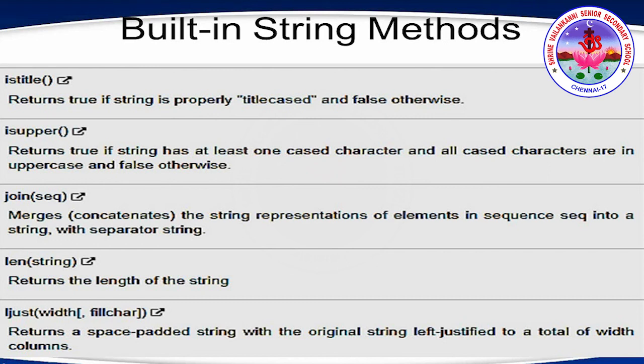Join of sequence merges the string representation of elements in the sequence. So this is called concatenation with a separator string. You give in a separator string also. So len of string returns the length of the string. ljust of width, with an optional fill char. Okay, so here it returns a space padded string with the original string left justified to a total of width columns.